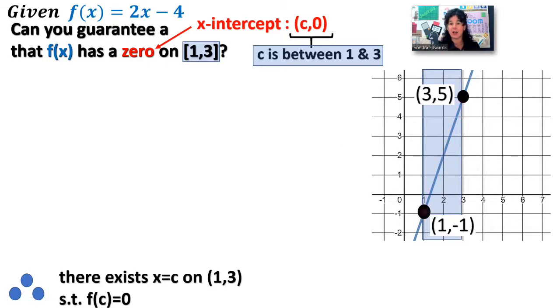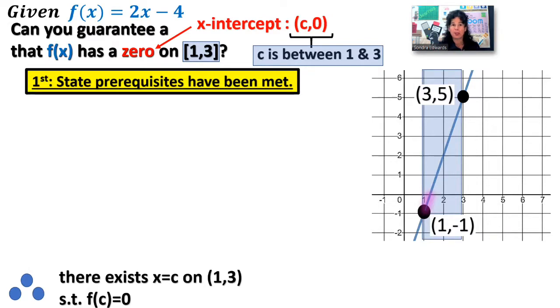Specifically, as we go up and stop right here, we can see that it actually is going to happen right there. The intermediate value theorem is not about finding the exact value for c where this happens. You are just guaranteeing that there is some x value between 1 and 3 that when you substitute that number into the function, you will get a height of 0.